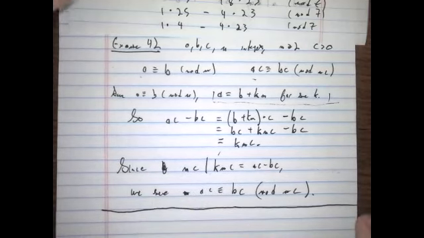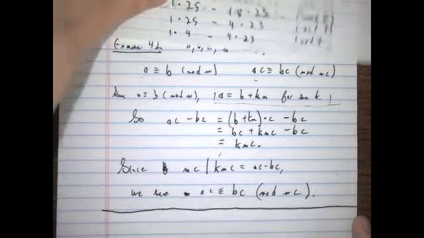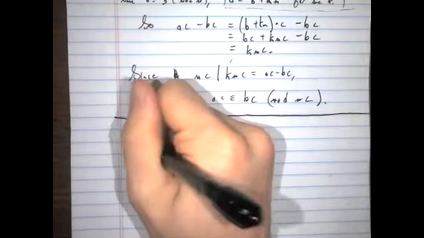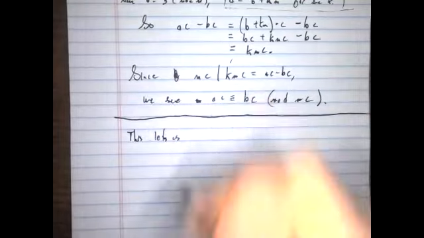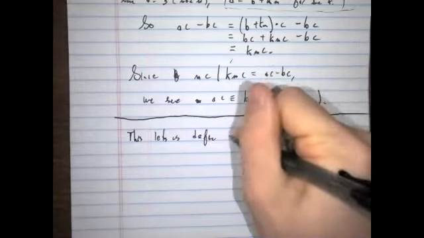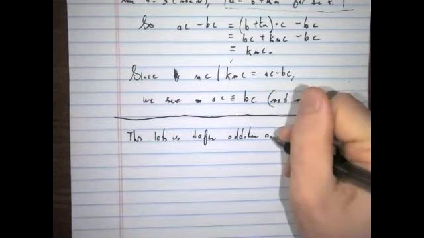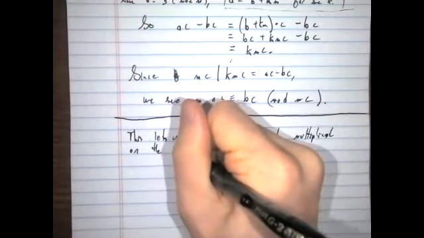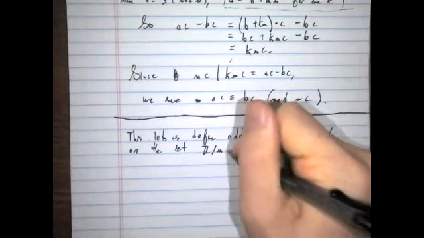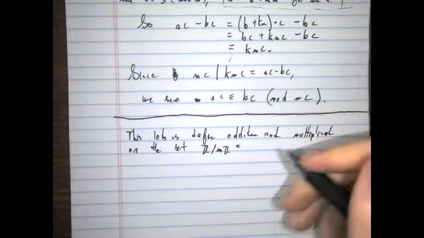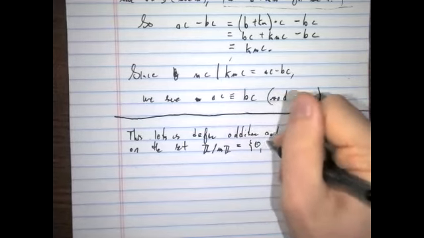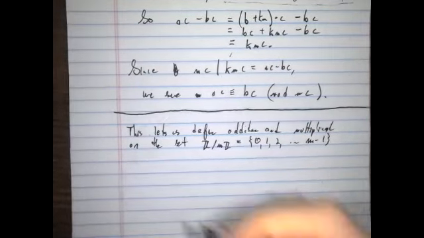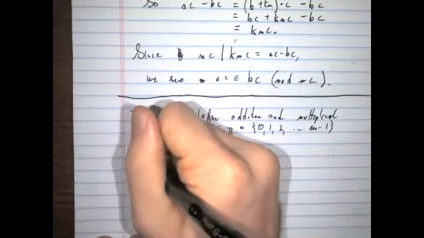Perfect. So what this lets us do is define addition and multiplication on the set Z mod mZ, which, for our purposes, as a set, is equal to 0, 1, 2, all the way up to m minus 1, right? So I can define addition in the following way.